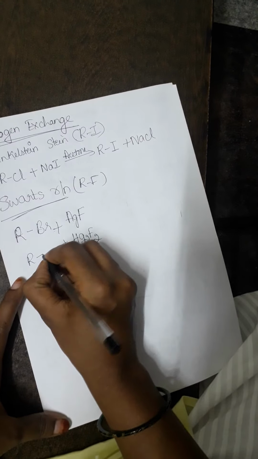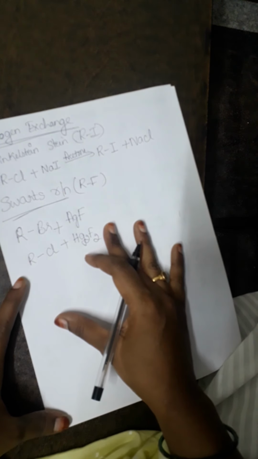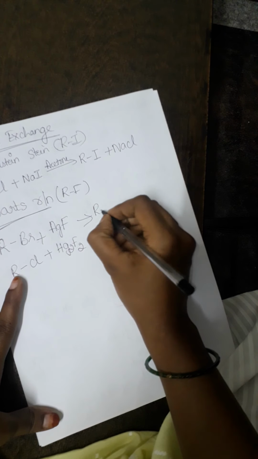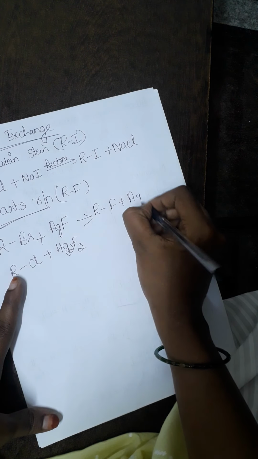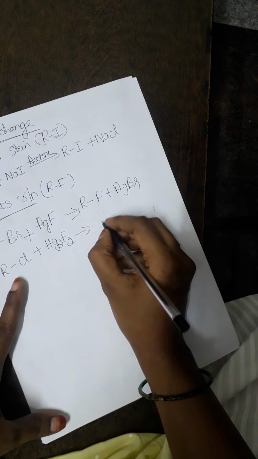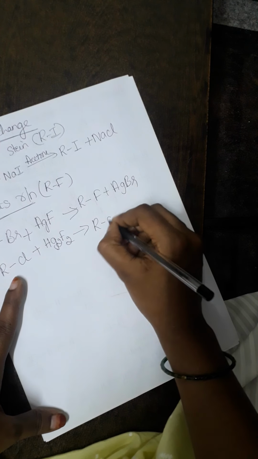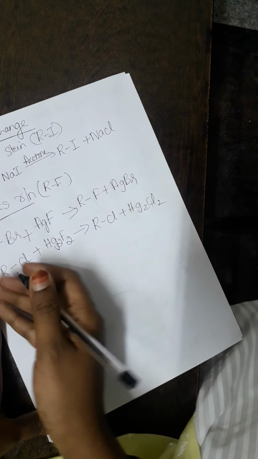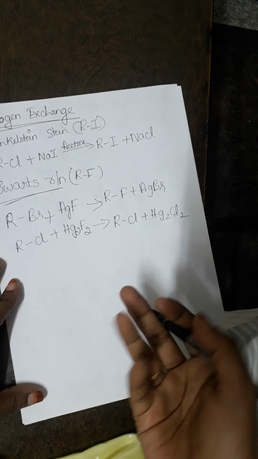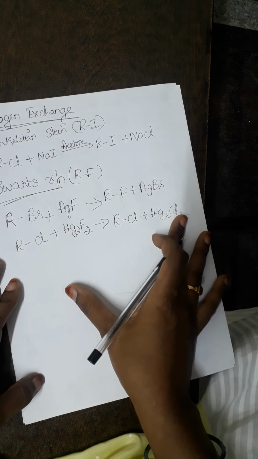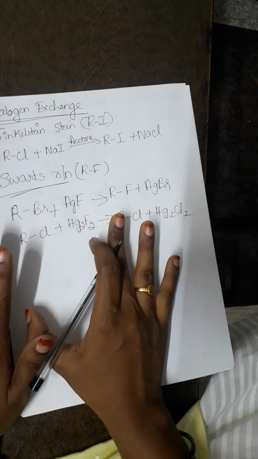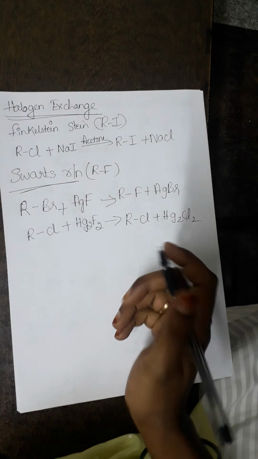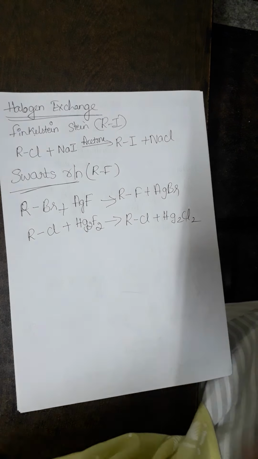Make it react with the already existing alkyl halide. So what will happen here? The halogen will be exchanged. So you will end up with RF and then AgBr. Similarly here I'll be having RCl with Hg2Cl2. Of course you have to take two molecules here, but since balancing is not required, I've written it directly. Got my point? So these are all the various methods for the preparation of haloalkanes. In the next class, we'll be studying the preparation of haloarenes.